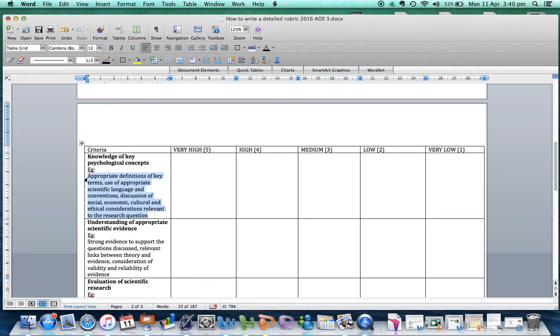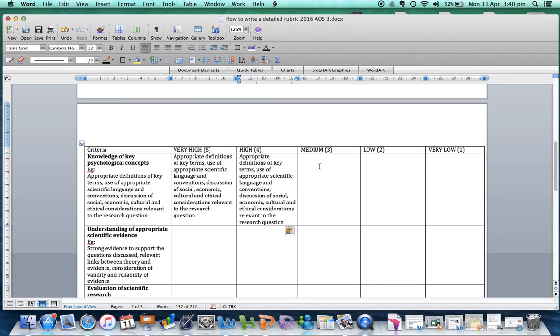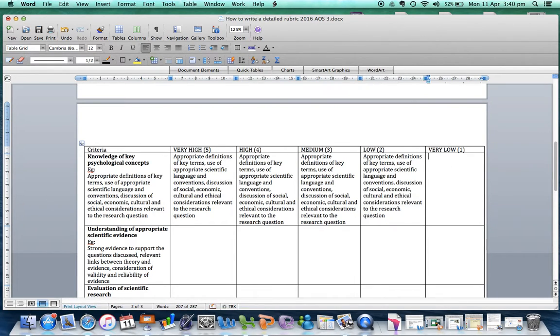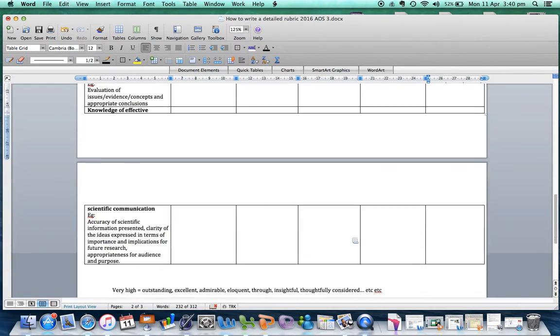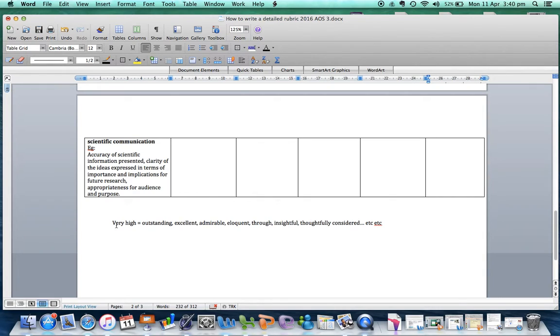So for example, all I do is copy and paste all the way through. I'm only going to do the first line because you're going to do all the rest, which seems like a lot, but it's not going to take you long. For very high, consider the following words: outstanding, excellent, admirable, eloquent.